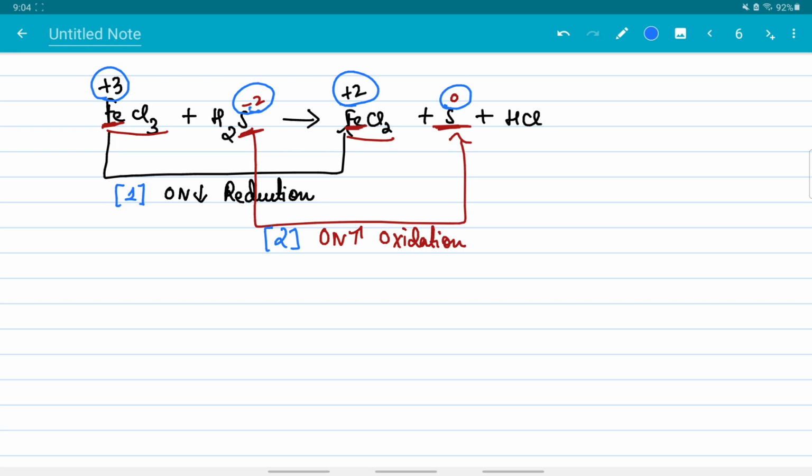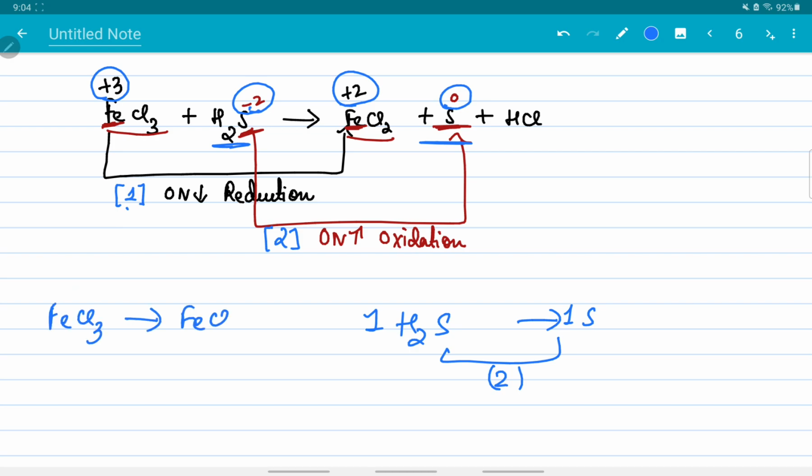Now we are going to multiply these differences with the opposite equations. This was our oxidation equation, that is, this H2S giving S, and the difference was 2. So we are going to take this 2 and multiply it with the reduction equation, and this 1 gets multiplied with the oxidation equation. If you multiply 1 over here, it becomes like this, and this FeCl3, which was becoming FeCl2, this 2 gets multiplied to this equation. That is what is done.